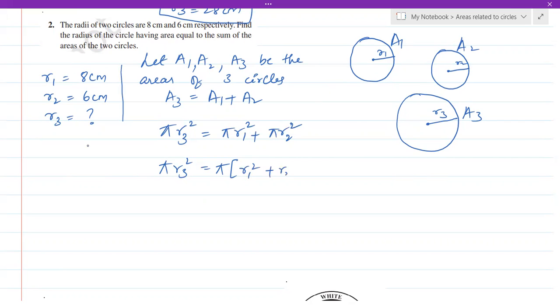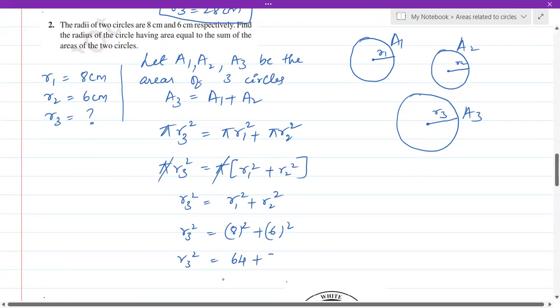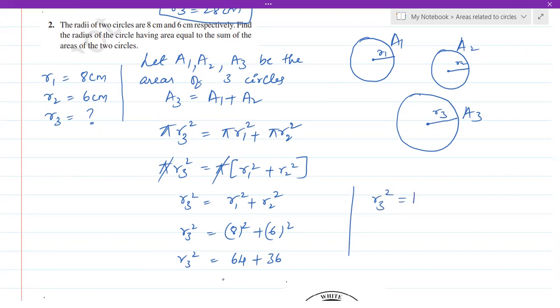So r1 square plus r2 square. Again, pi and pi get cancelled. So we are left with r3 square is equal to r1 square plus r2 square. So r3 square is equal to 8 square plus 6 square. So r3 square is equal to 8 square is 64 and 6 square is 36. Therefore, r3 square is equal to 100.